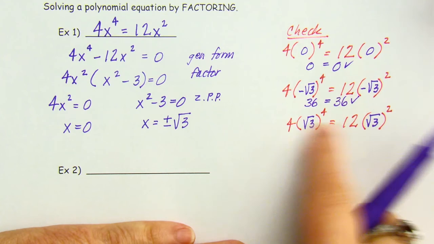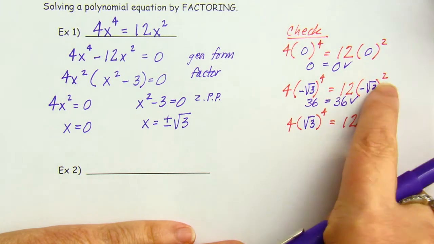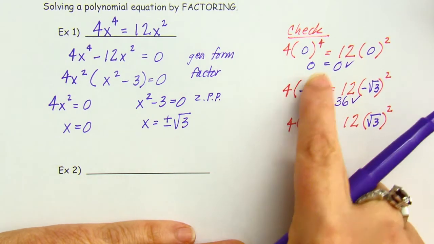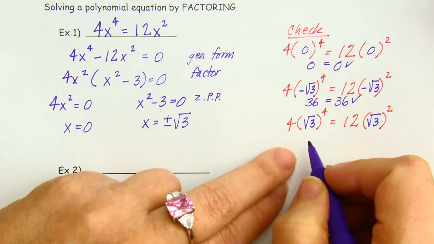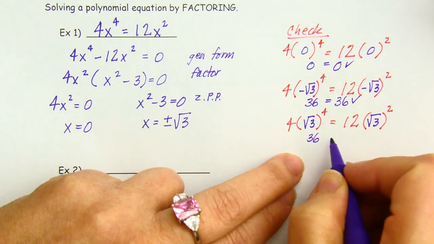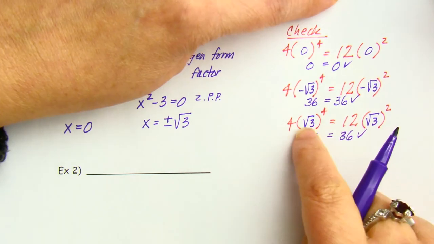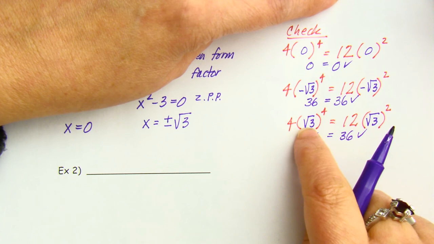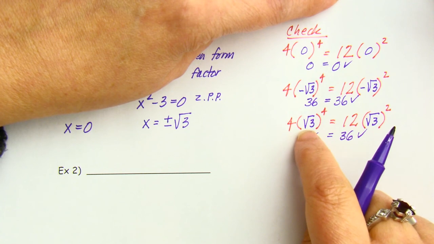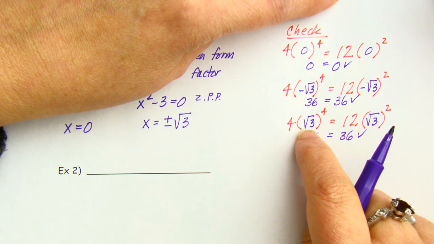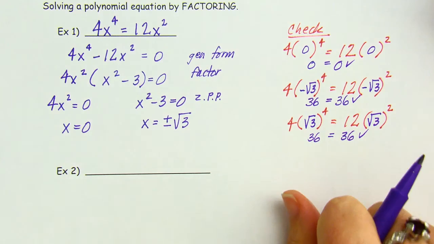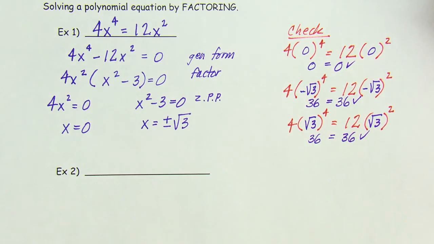You'll get the same result here. The only thing different between this check and this check is this was negative, but it went positive anyway. And so you will end up with 36 equals 36. Again, this number was 9, right? Because this is root 3 squared times root 3 squared, and root 3 squared is 3. So if you have root 3 squared 2 times, that's 3 2 times, and 3 times 3 is 9, times 4 is 36. In case you were wondering how I jumped to that so quickly.